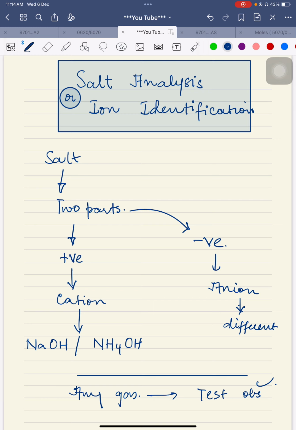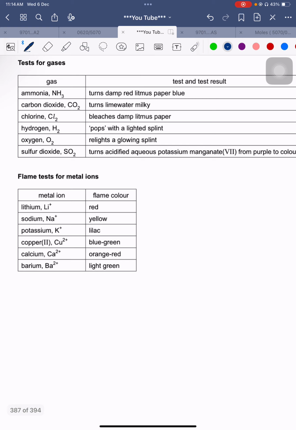In that flame test, basically, just come here. Let's see, there is a sheet on the board, and the first part contains the gas names along with their formulas and the test, along with the observation. Test means what we have performed, and the test results are our observation, which we can have by performing that test. In the last part of this page, you can see the flame test.